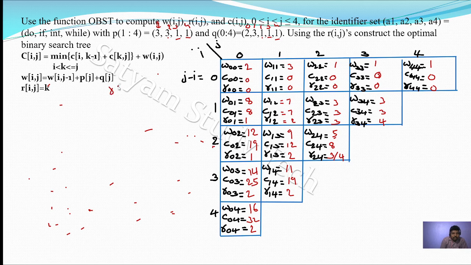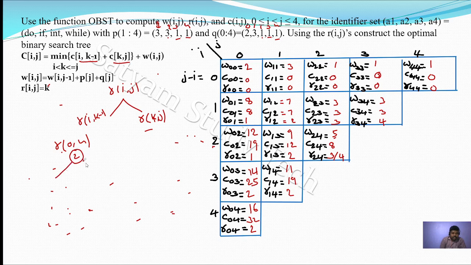Here it is R of i comma j. On the left side we write R of i comma k minus 1, and on the right side you can write R of k comma j. Here it is R of 0 comma 4, and R of 0 4 value is 2. That value is 2, the key is 2.